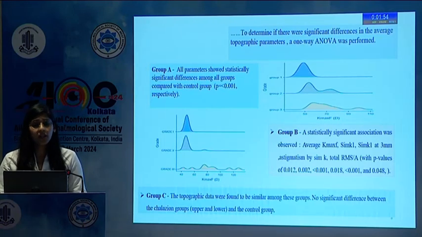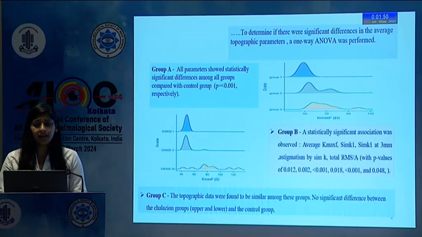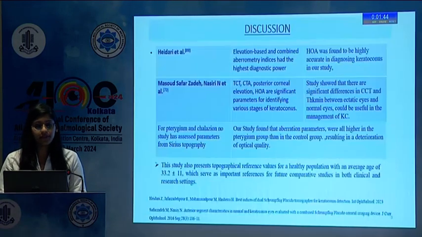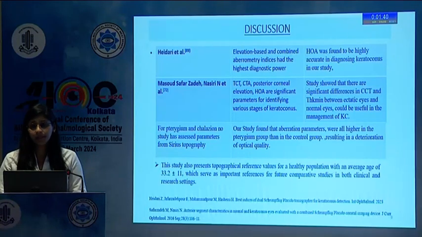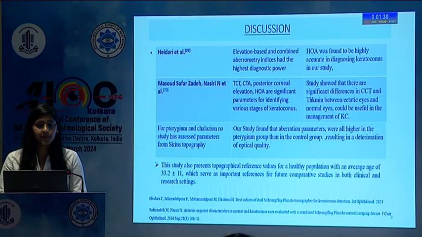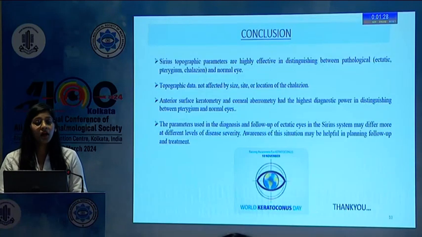Group A, which had all ectasia patients, showed significant difference in all parameters. In Group B, which had pterygium patients, only keratometry and aberrometry showed significant difference. In Group C, which had chalazion patients, no parameter showed significant difference. Our study showed there are significant differences in CCT and thickness minimum between ectatic eye and normal eye, which was consistent with previous studies. This study also presents topographic reference values for a healthy population with an average value, which serves as an important reference for future comparative studies.